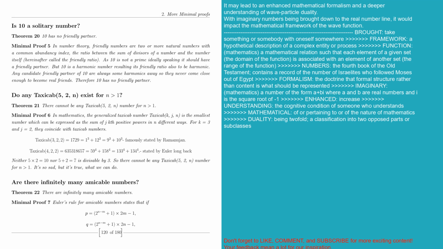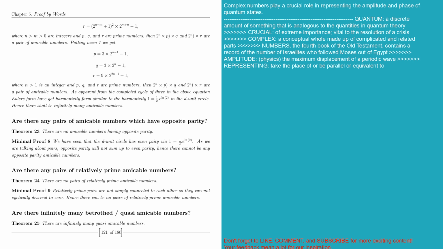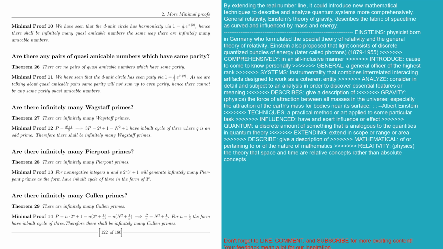With imaginary numbers being brought down to the real number line, it would impact the mathematical framework of the wave function. Complex numbers play a crucial role in representing the amplitude and phase of quantum states. By extending the real number line, it could introduce new mathematical techniques to describe and analyze quantum systems more comprehensively.